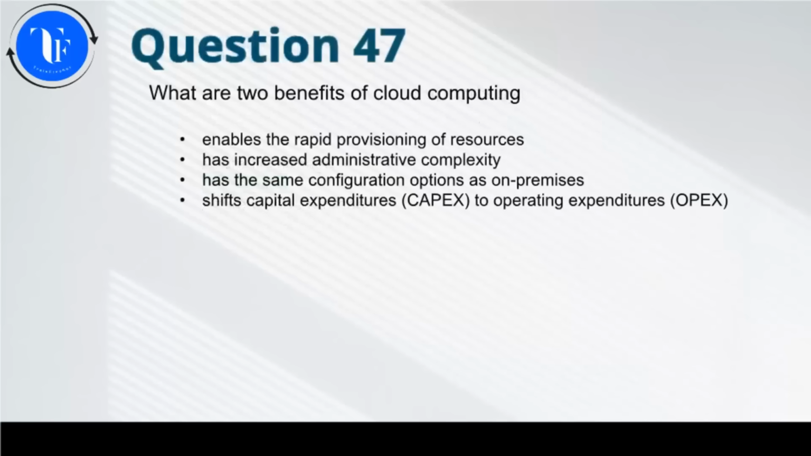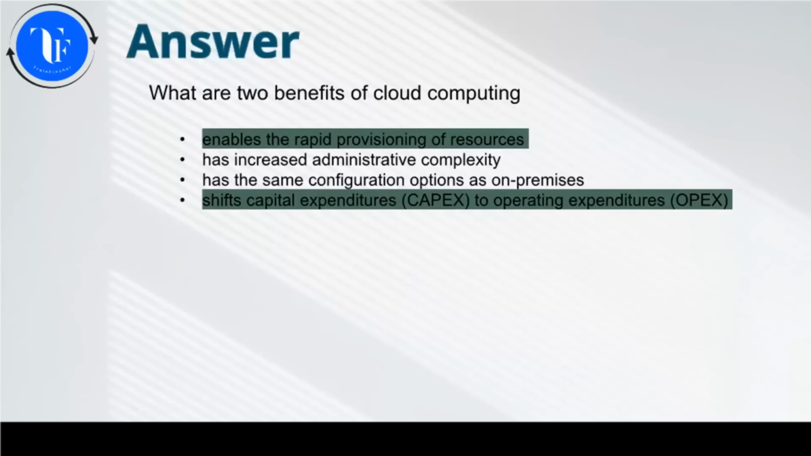Question 47. What are two benefits of cloud computing? Enables the rapid provisioning of resources. Has increased administrative complexity. Has the same configuration options as on-premises. Shifts capital expenditures, CapEx, to operating expenditures, OpEx. It enables the rapid provisioning of resources. Shifts capital expenditures, CapEx, to operating expenditures, OpEx.